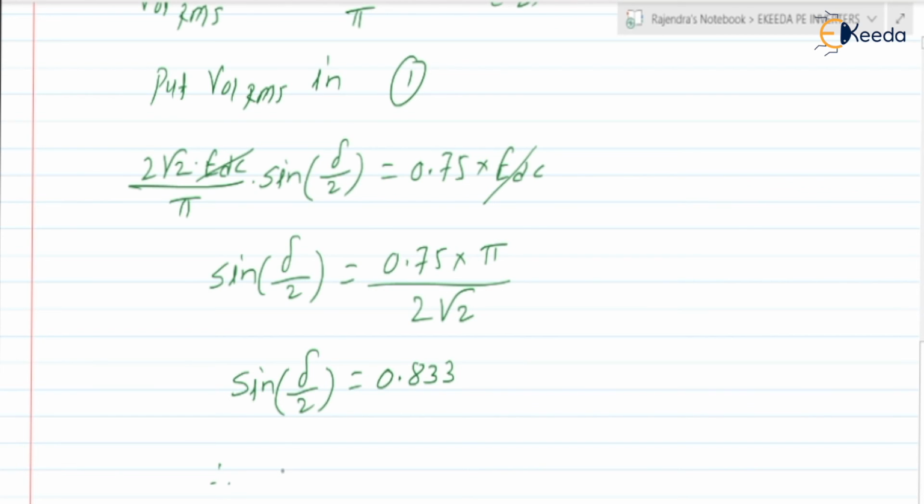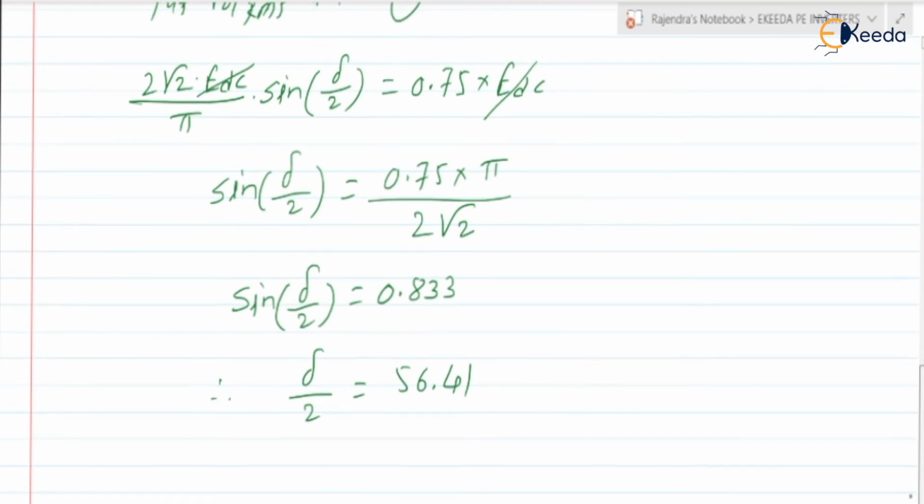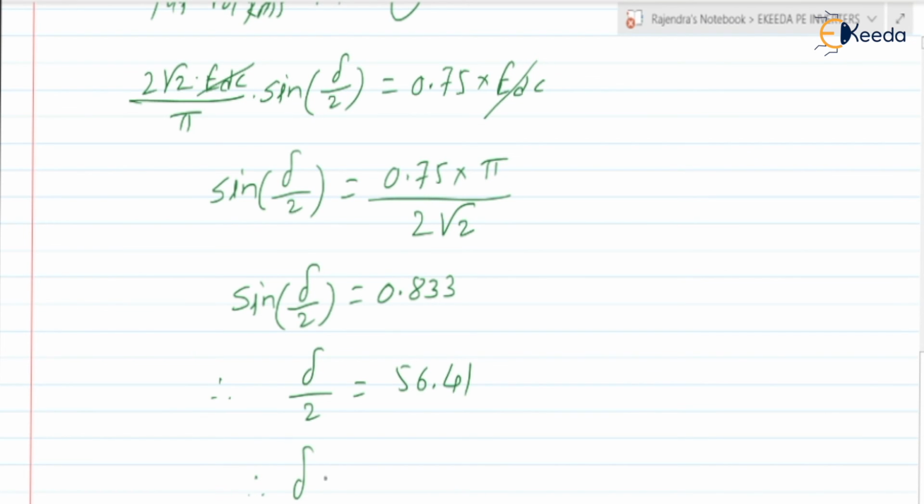Therefore delta by 2 is equal to sine inverse of this term, which is 56.41 degrees. So delta is equal to 2 times that, which is 112.8 degrees. This is the required pulse width. Are you getting the point?